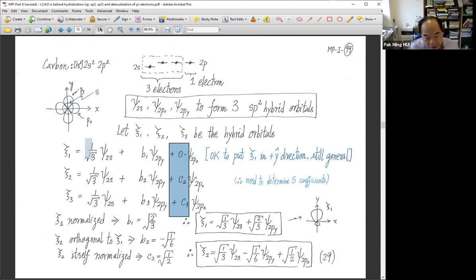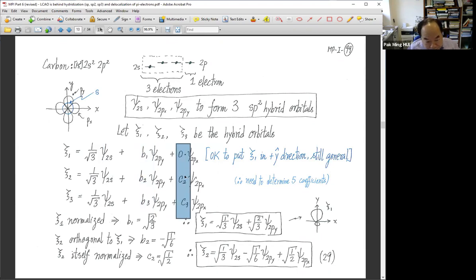So the S can be fixed easily, okay? We fixed it as 1/√2 previously in the SP hybridization. So now we make the same argument and do it as 1/√3. So the remaining problem is to solve for these 6 coefficients.